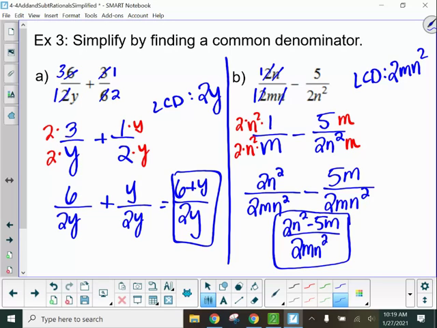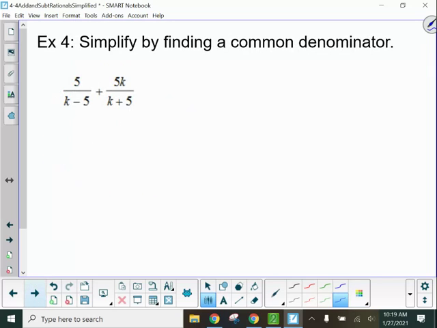The last question we're going to look at is simplifying whenever you have binomials in the denominator. So we have 5 over k minus 5 plus 5k over k plus 5. As long as your denominators are as simplified as they can be, so if they need to be factored, they've been factored, your least common denominator is going to be whatever denominators you have.